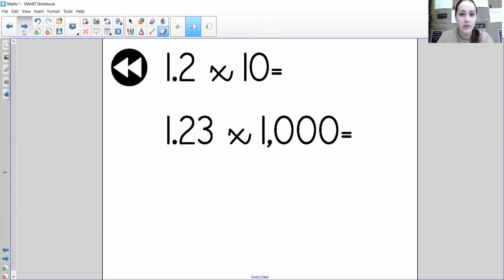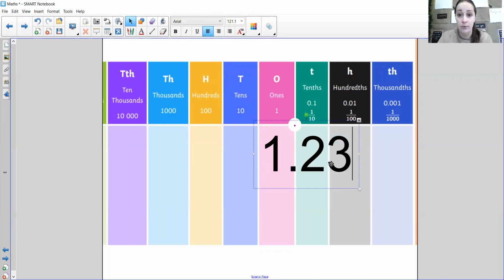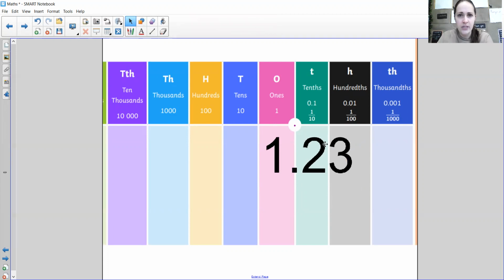Next one then, 1.23. And this time we are timesing by 1,000. So 1.23, there it is. And we're timesing by 1,000. So if we move one place is timesing by 10, how would we times by 100, do you think? Well, it's 10 times 10, so we move it 2 places. And we can remember this because there's 2 zeros at the end of 100. So to times by 100, we would move 2 places up the place value scale.